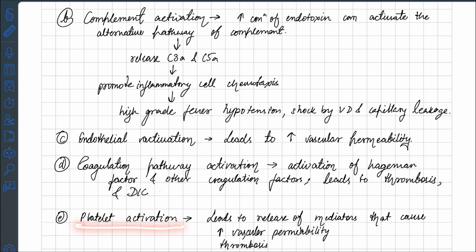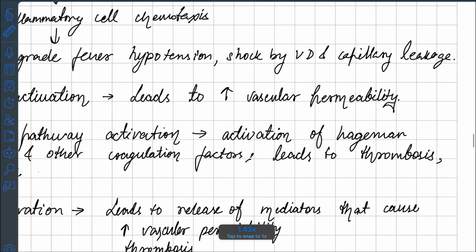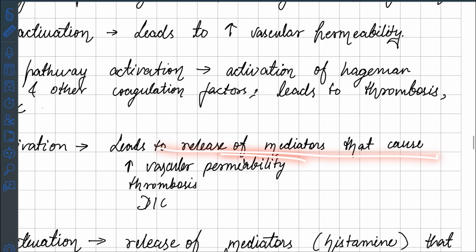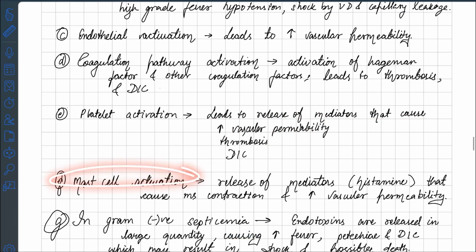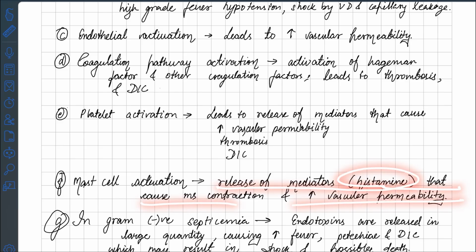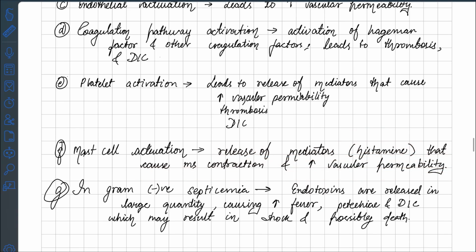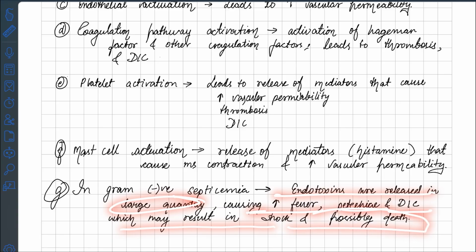Fifth one is platelet activation. The endotoxin can cause release of mediators which cause increase in vascular permeability, thrombosis, and DIC. The sixth one is mast cell activation. It can cause release of mediators like histamine, which cause muscle contraction and increased vascular permeability. And the seventh one: in gram-negative septicemia, endotoxin is released in large quantity. They cause increased fever, petechiae, and DIC, which may result in shock and possibly death.